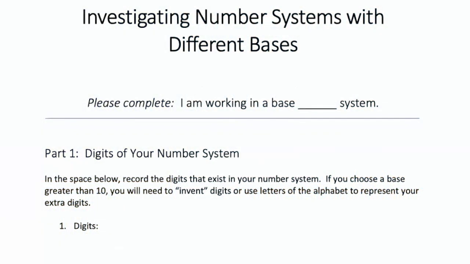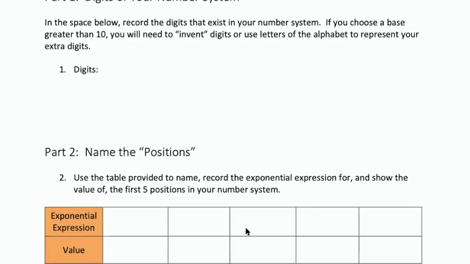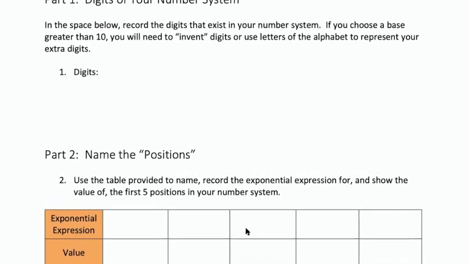Right, now we're going to go through this investigation using a different base. So I'm going to use the second most common base, and that is the base 2 system or the binary system. This is the number system that actually makes all of our computer technology function. So just like we did with base 10, we're going to think about the base 2 number system.